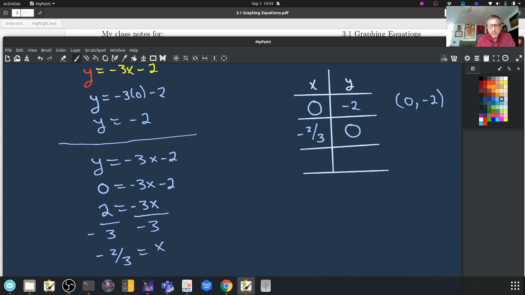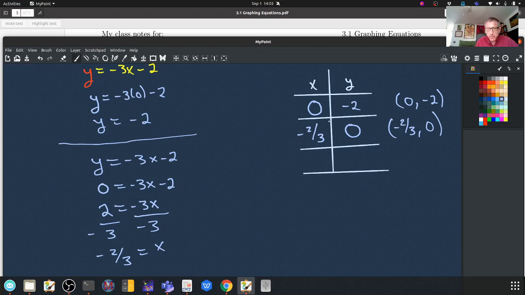Now the problem with this is I don't have a whole number here. I'm going to have to eyeball where 2/3 is. But this is still 2 points: minus 2/3 and 0. So let's use one more technique because we want yet another point.